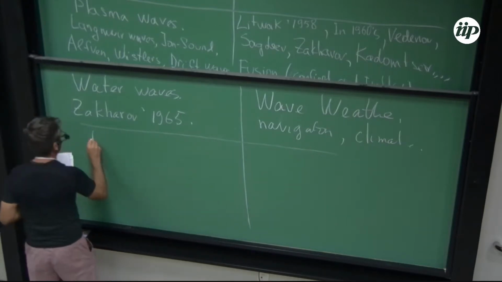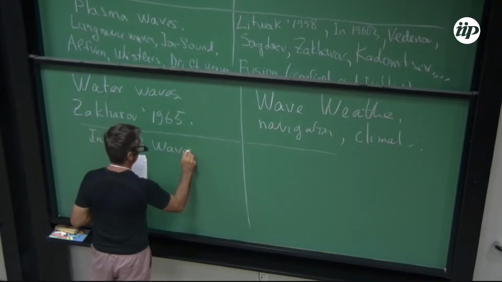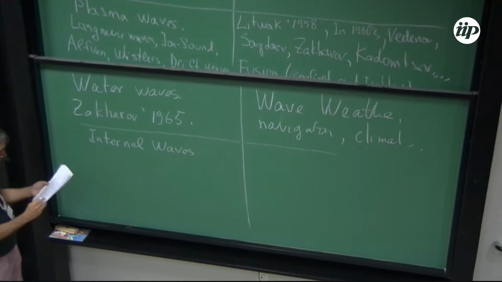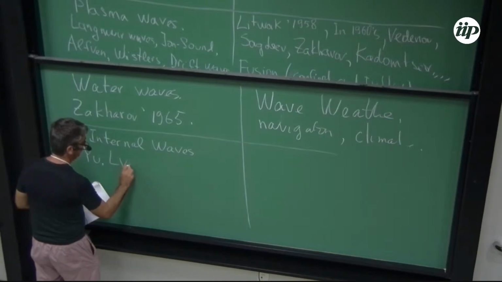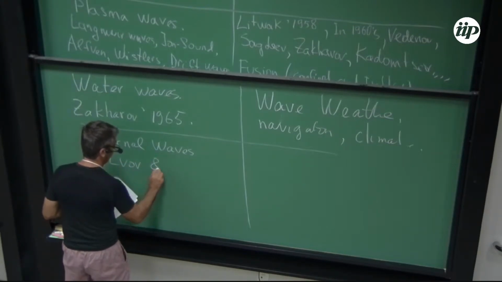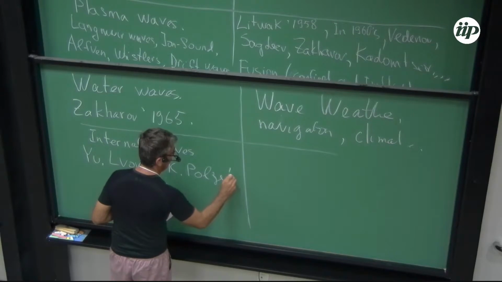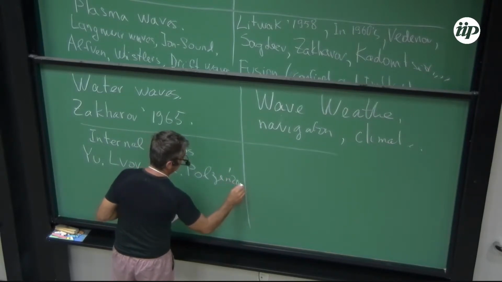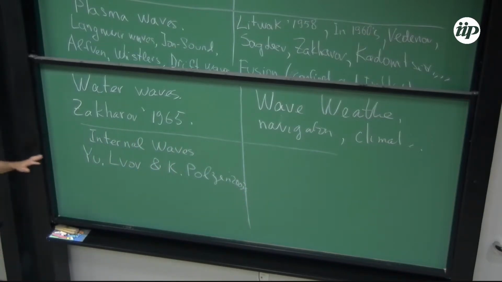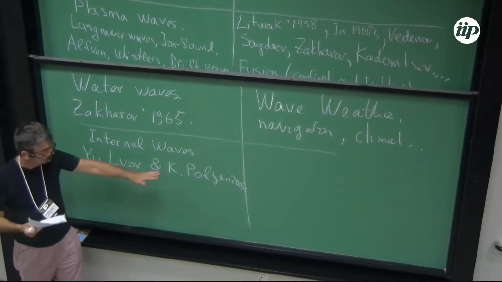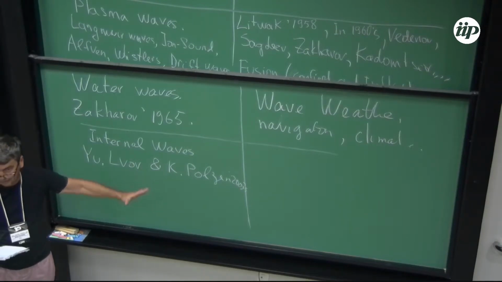Well, internal waves. A lot of work on it was done by Lvov, but now it is his son, Yuri Lvov, with his collaborator Kurt Polzin, in the 2000s, I would say, although some previous work was done. But they really did a lot of work, and Kurt Polzin is an observationalist. He's the best observationalist for this kind of system, waves.